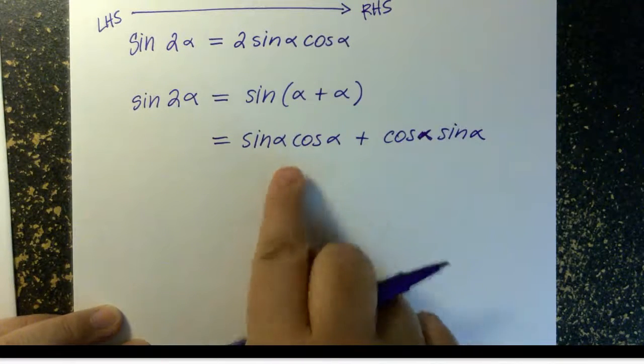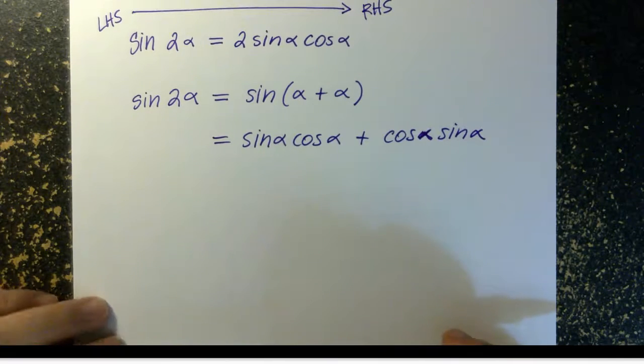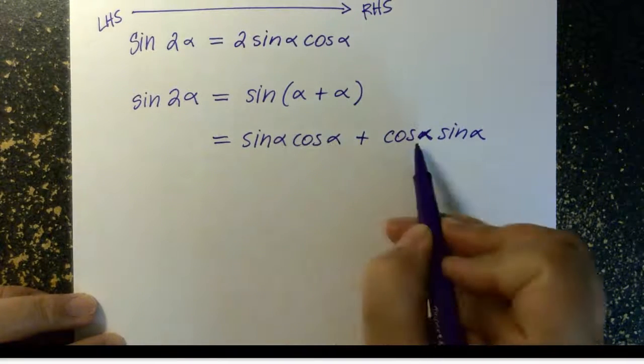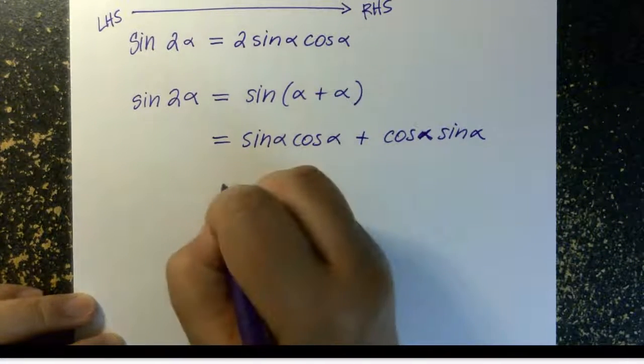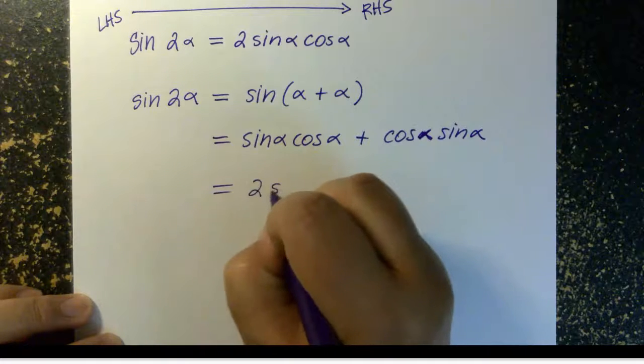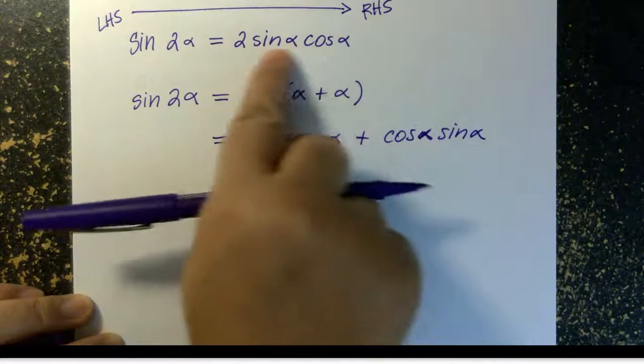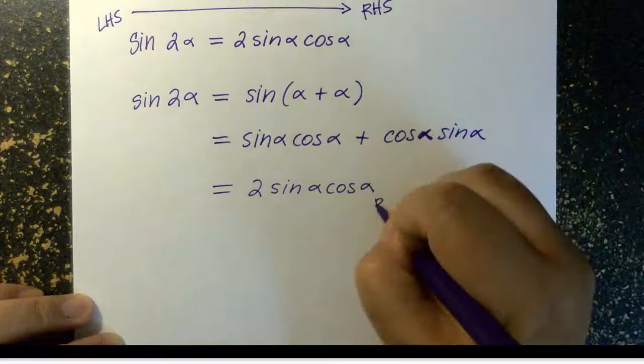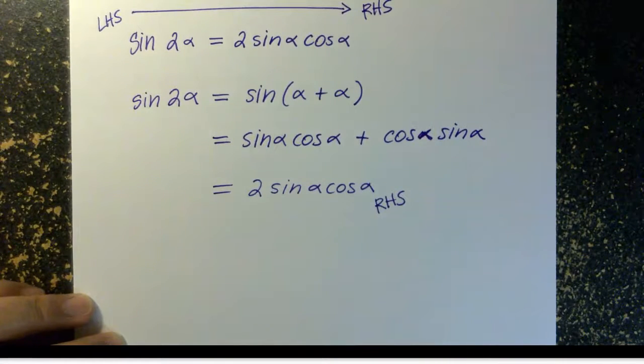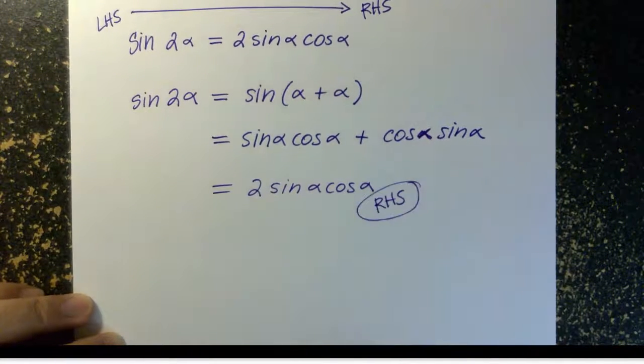When you multiply, order doesn't matter, right? Commutative property. So this is like saying x times y plus y times x. These are the same, so I could rewrite that as two of them. And voila, that's where I was trying to get. This is my right-hand side. Okay, so that means I'm done.